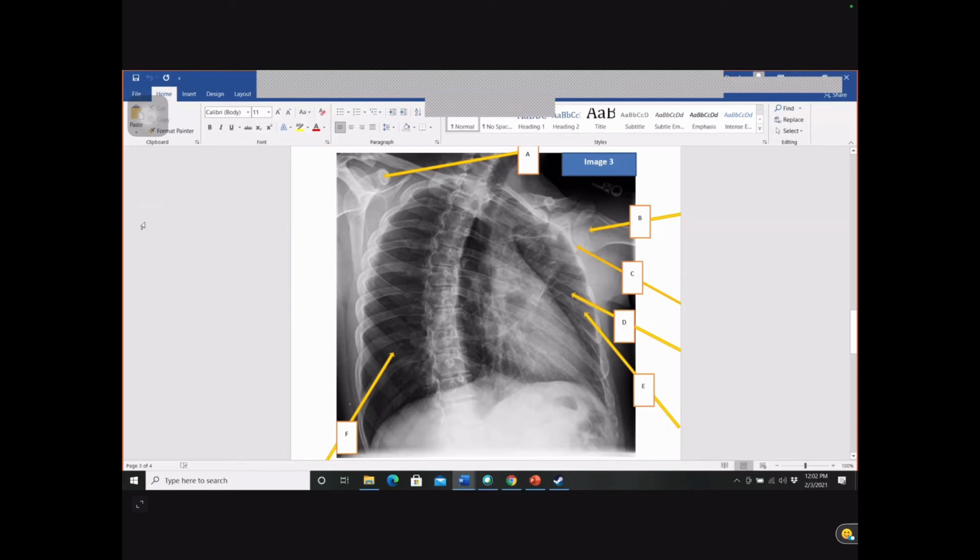Can you repeat D and E? D is going to be the fifth intercostal space, and E is going to be the fifth rib, both on the left side. Left fifth intercostal space and left fifth rib. Thank you. You're welcome. And F, once again, is going to be that seventh rib. That's the anterior rib.